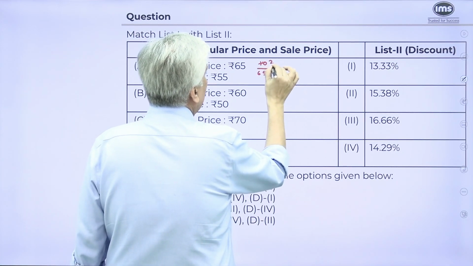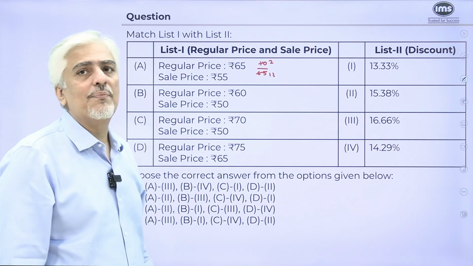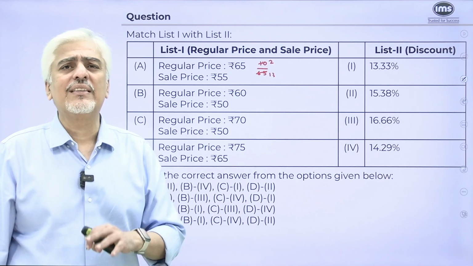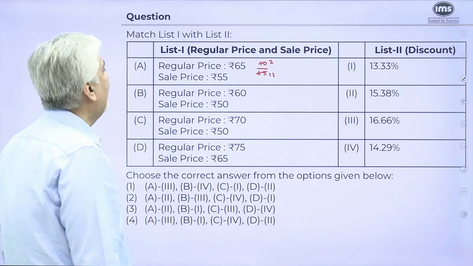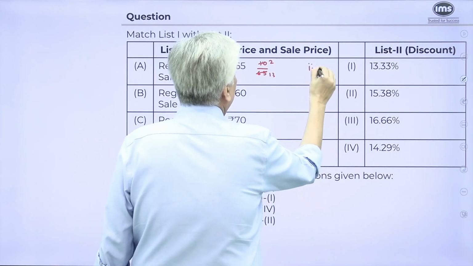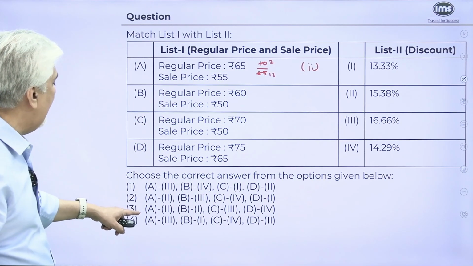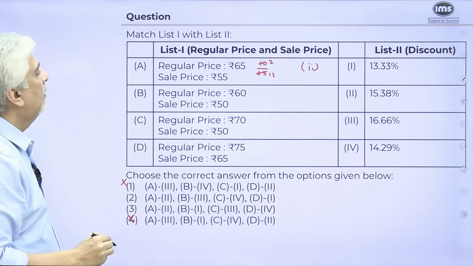That is 5 2s are 10, 5 13s are 65, so 2 by 13. We should know 1 by 13. 1 by 13 is 7.7 or 7.69. So 2 by 13 will be exactly double of that, which will be 15.38. So this is A. So A is second. Now where is A second? Let's check in second and third options. So first and fourth options are gone.